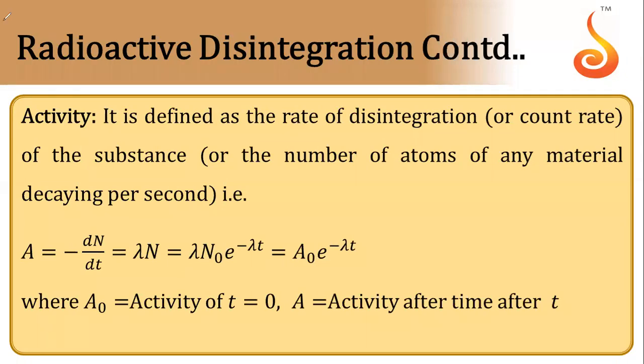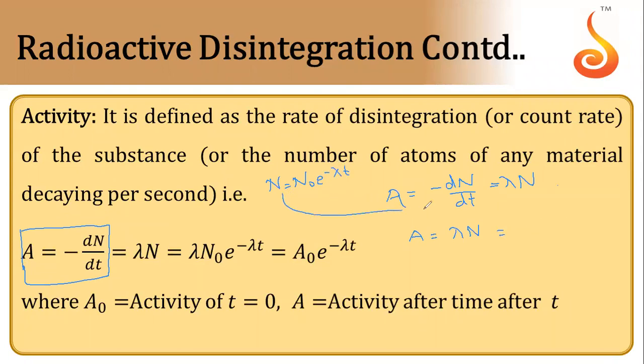Next is activity. It is defined as the rate of disintegration of the substance, or the number of atoms of any material decaying per second. So activity is minus dN by dt, and we know minus dN by dt, which is activity, is also equal to lambda into N. So we have activity equals lambda into N, and we have derived the formula N equals N naught into e raised to power minus lambda t. In place of N, if you substitute this value, you will get lambda into N naught into e raised to power minus lambda t.